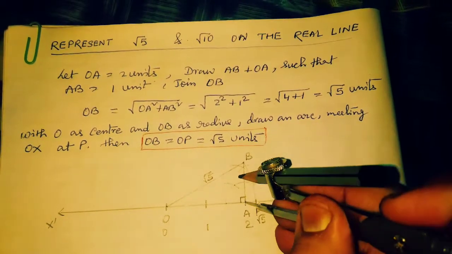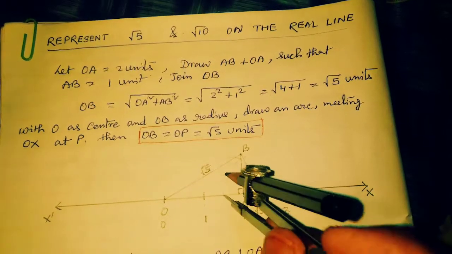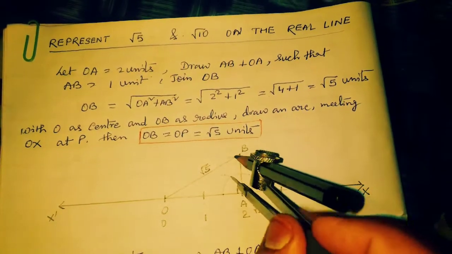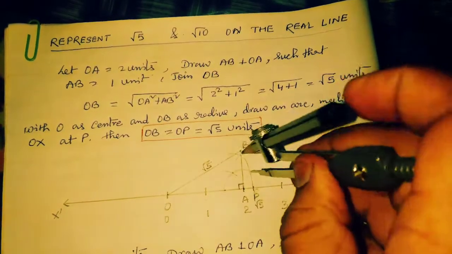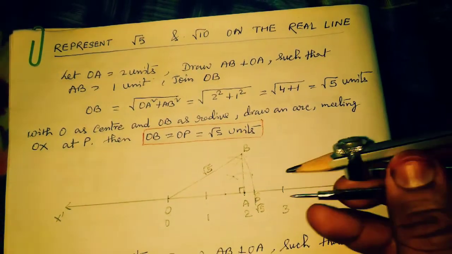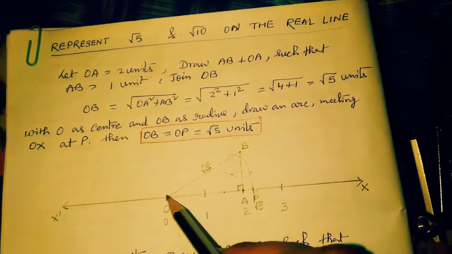Again we'll take this 90 degrees with the help of a compass. From here we'll draw an arc, and then we'll cut here and here. This part is 90 degrees. So after drawing this, AB as 90 degrees, with the help of a scale we'll join OB.